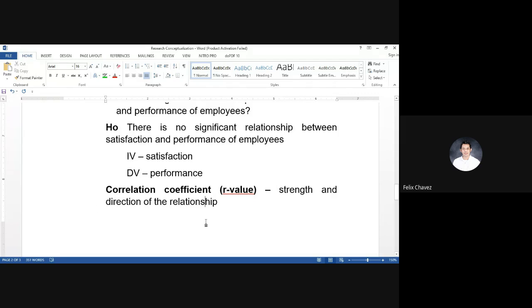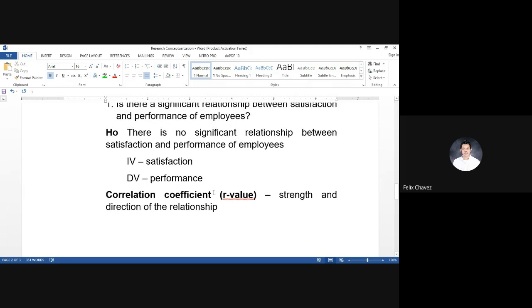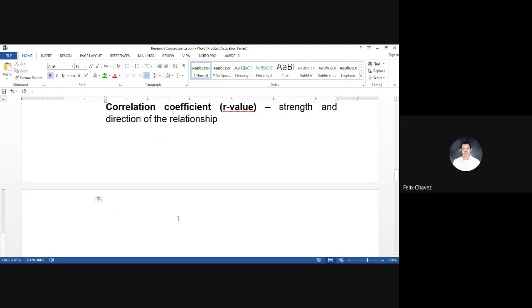So supposedly the IV is the one that can provide changes. Okay, independent variables can produce change to the dependent variable. And this particular strength of relationship can be measured using the Pearson R correlation. We also consider in the interpretation the p-value. Okay, so the probability value, this is where we determine whether the relationship is significant or not.